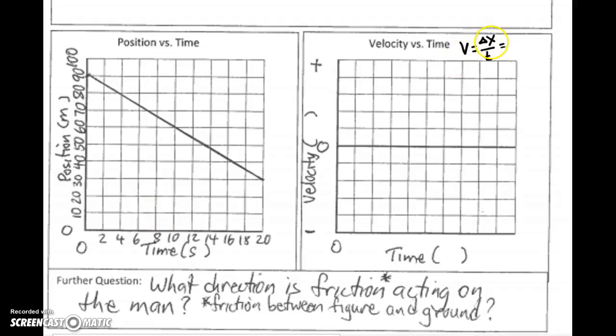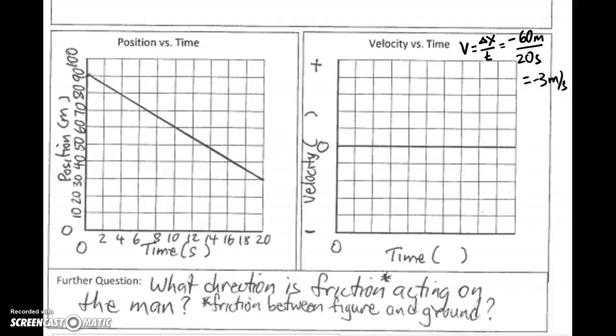So my velocity is my change of position over time. I started at a position of 90 meters and I went backward to a position of 30 meters. So I had to go backward, or let's see, a negative 30 meters. How long did this take me? From 0 to 20 seconds. So it took me 20 seconds. So my velocity, you can see, is minus 3 meters per second.